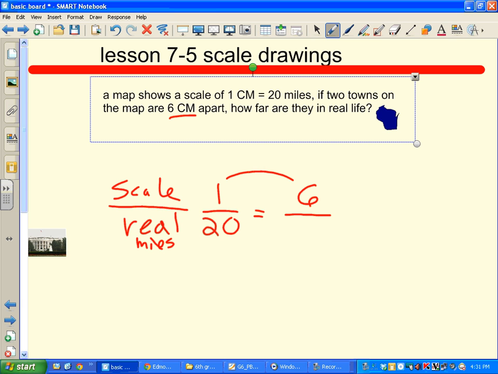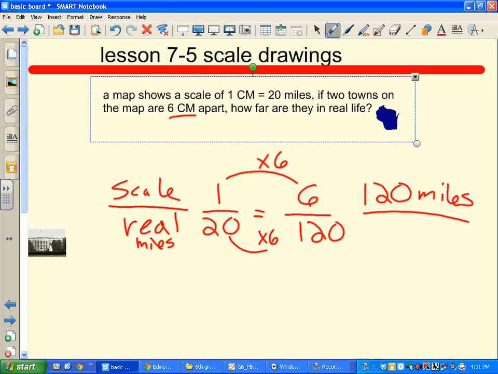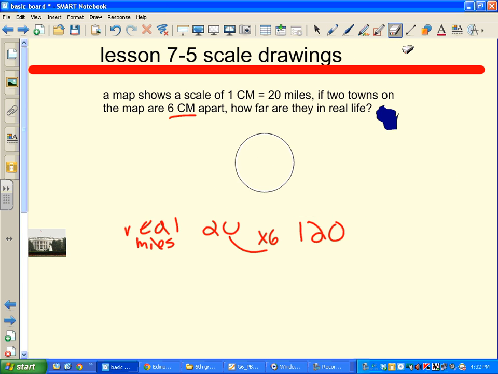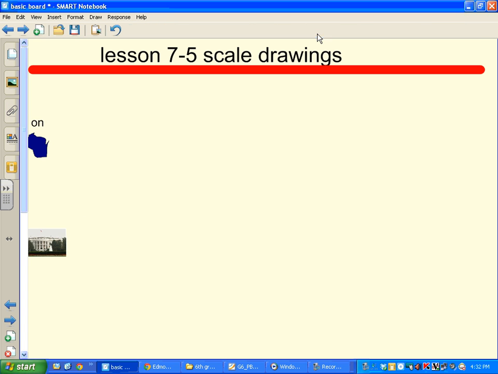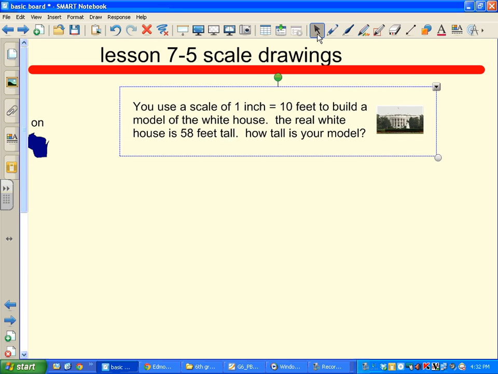If I go from 1 to 6, I have to multiply by 6. So if I do 20 times 6, I should end up with 120. And so my answer is 120 miles. Very simple. Let's do a couple more. Well, actually, just one more, and then we'll do our project. This is actually a pretty simple concept.